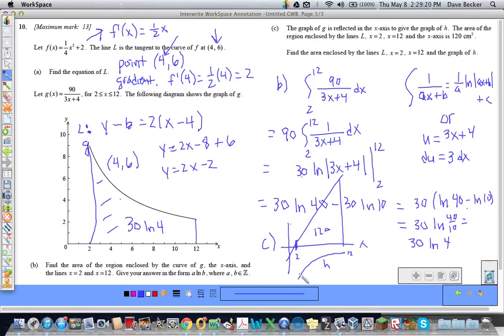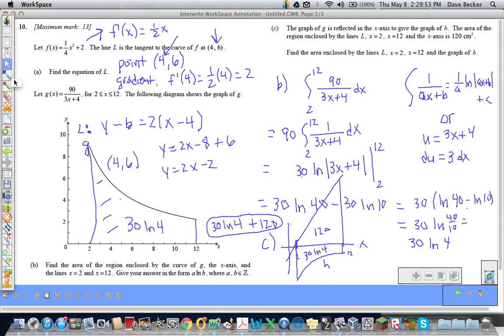Well, this flipped over, it's still going to go only from 2 to 12, yes? And we found this area here to be 30 natural log of 4. Well, it's still 30 natural log of 4. It's an area. It's positive. So the answer was simply 30 natural log of 4 plus 120. That's all you had to do for C. Very simple, very easy. I think you guys just panicked. I wanted to do this for you to show you how easy it is. Hope you enjoyed it.